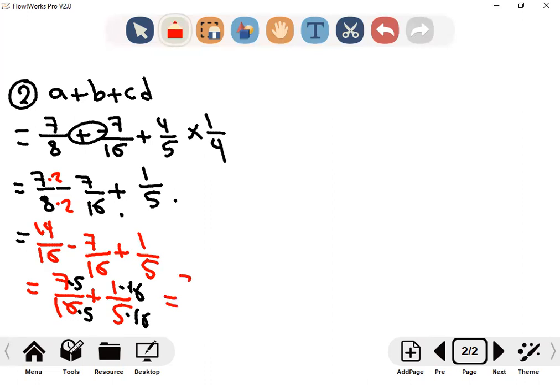7 by 5 over 80, and 16 by 5, right? Plus 16 over 80 equals 35 plus 16, 51. 51 over what? Simplest form. Exactly, 51 over 80. Done.